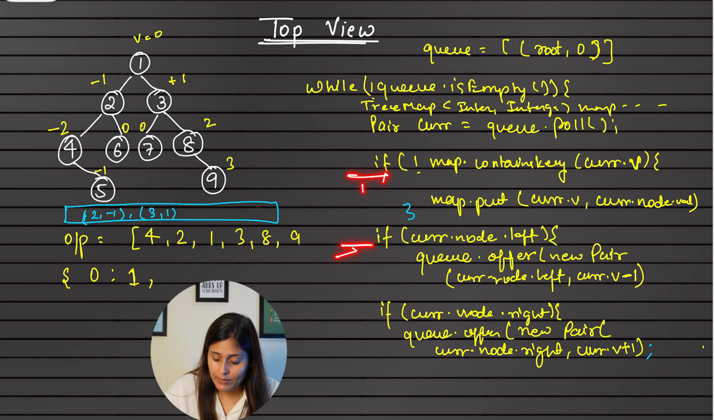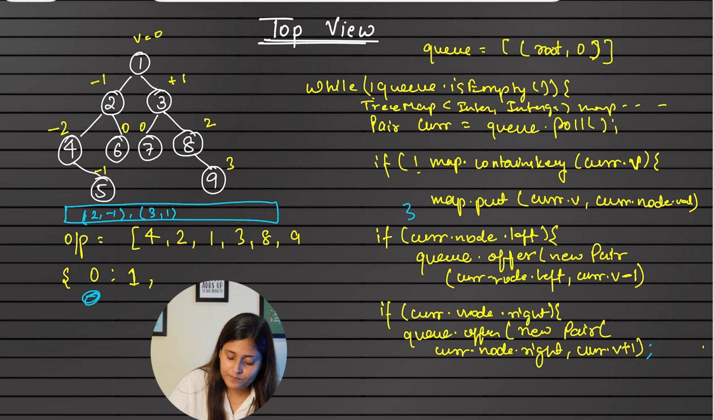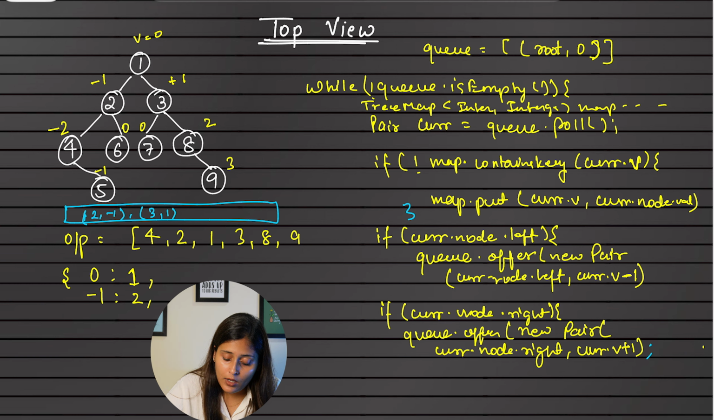Now these are on the same level, okay. So first we checked if minus 1 has not been inserted. Yes, it is not present in the map. So in the map we'll put for minus 1 the value which is 2, correct. Now we will insert their children in the queue. So their children will be what? 4 with minus 2, and 6 with 0, correct. So now we'll pop 3.